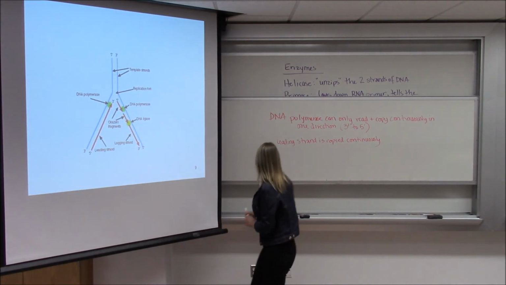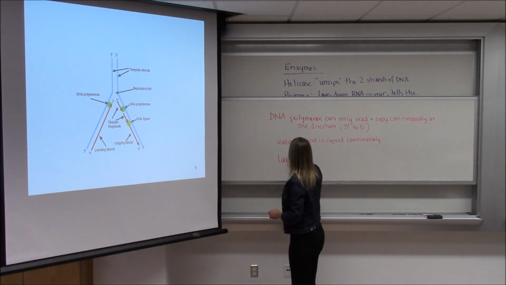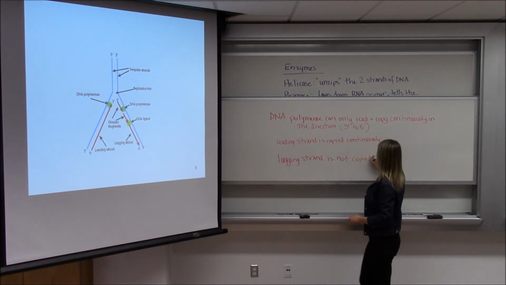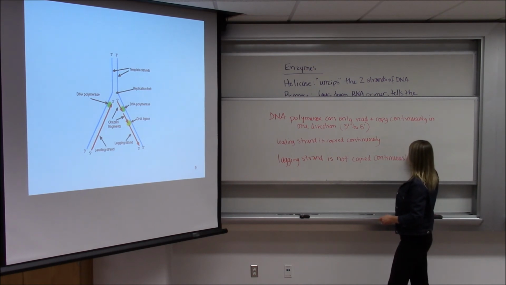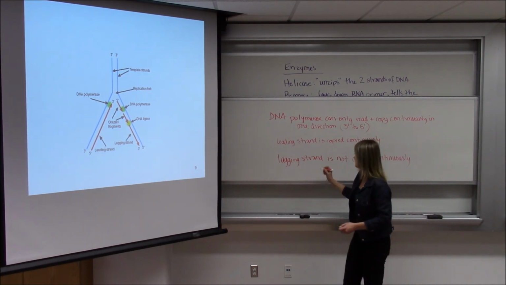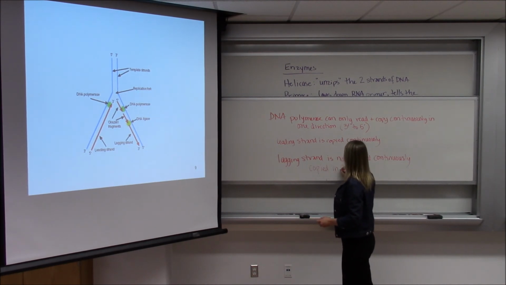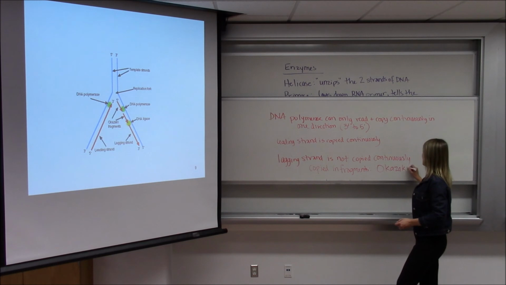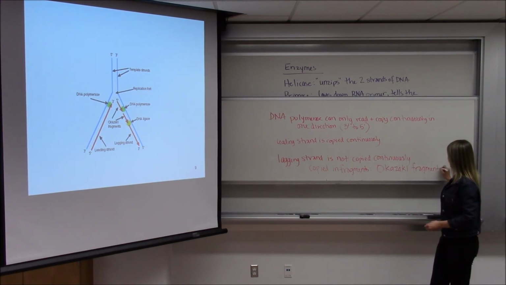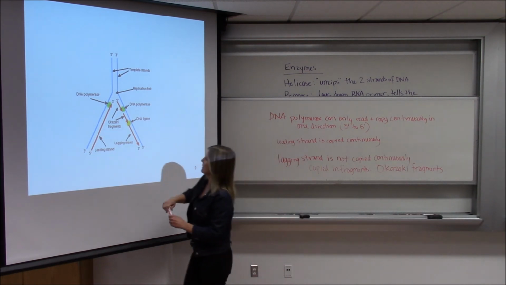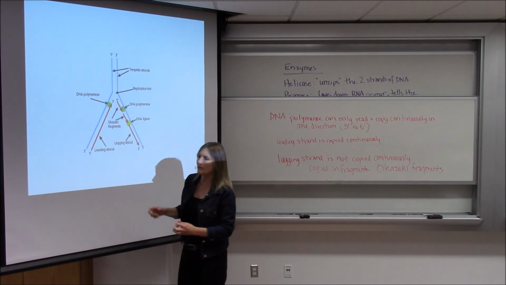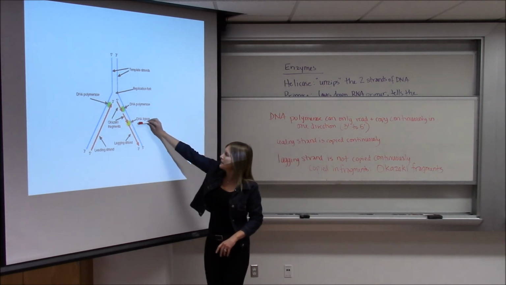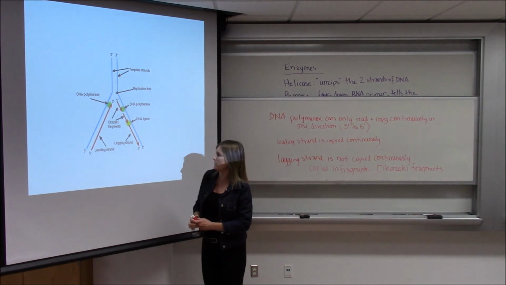This strand is discontinuous. It's called the lagging strand. So the lagging strand is not copied continuously. Instead, what happens is it's looped out and it's copied in fragments, and those are what's called the Okazaki fragments. So that's what you see on this side. It's looped out and it's copied in fragments because we have to go backwards on this strand. DNA ligase is the enzyme that's going to stitch together those Okazaki fragments.